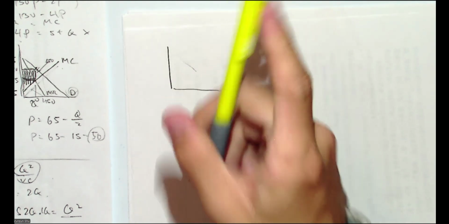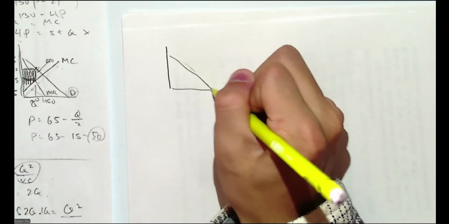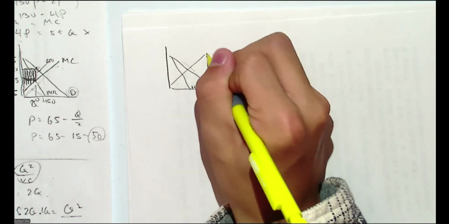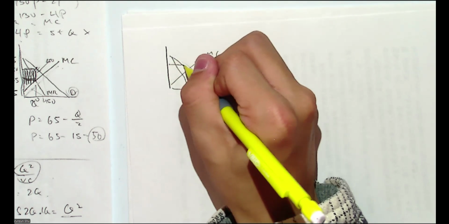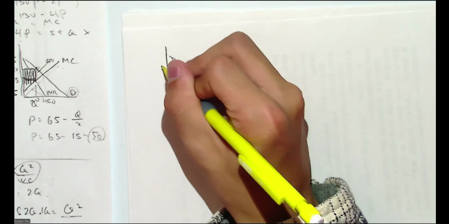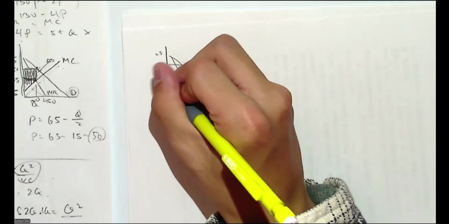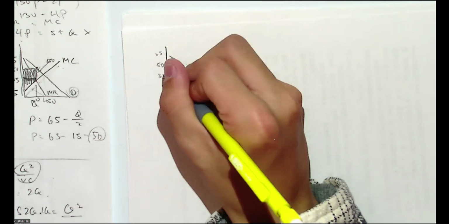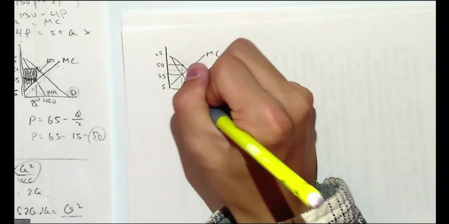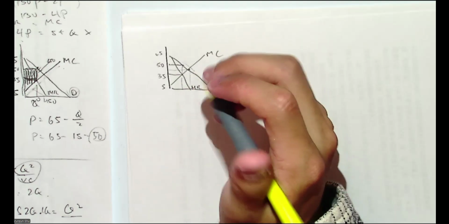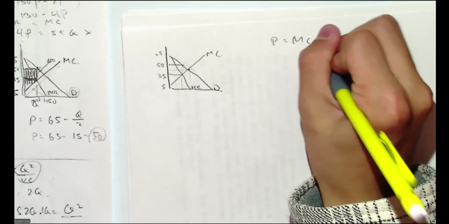P equals MC. Or in other words, demand curve equals MC. So let me draw the same graph. This is your D. This is your MR. This is your MC. This is 55, 65, 35. And now the question is, what's here? Well, all we need to do is merge them together, right? P equals MC, or demand curve.